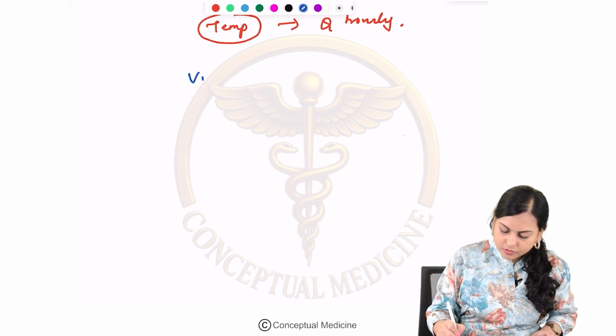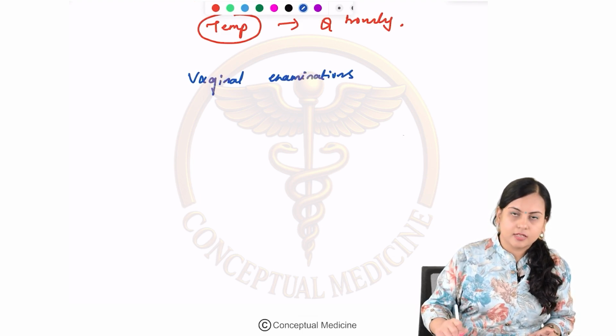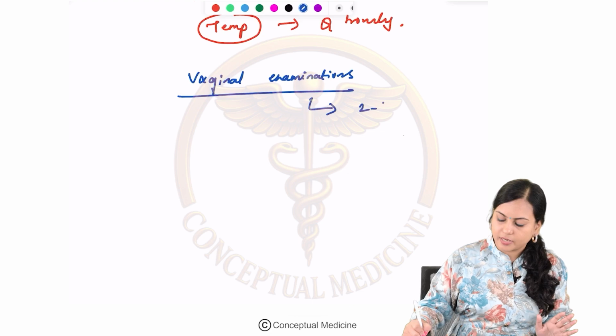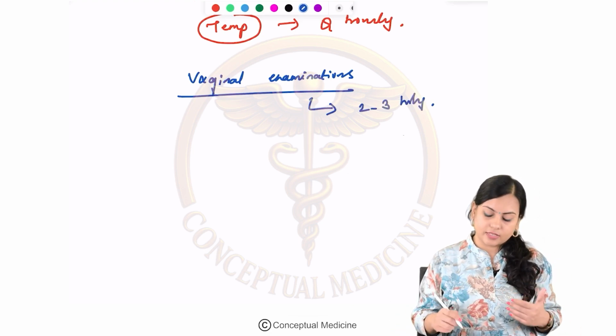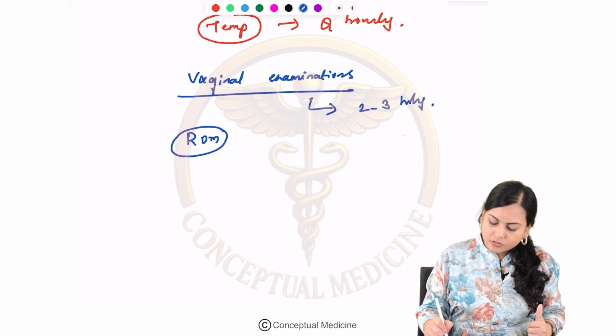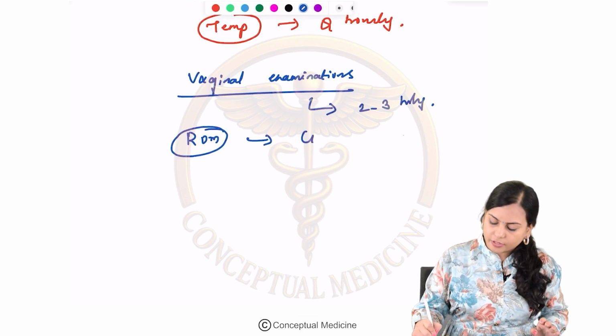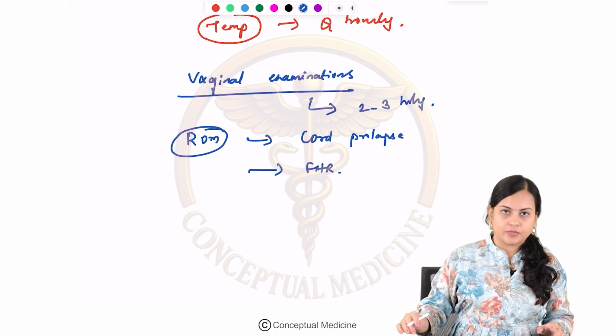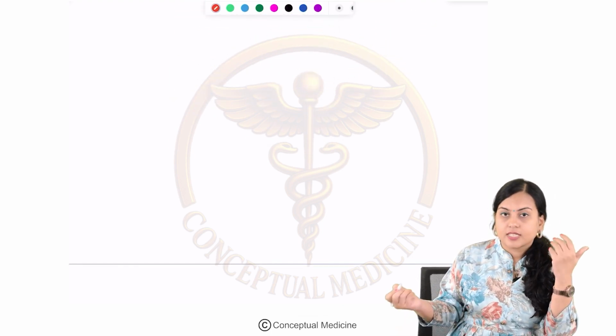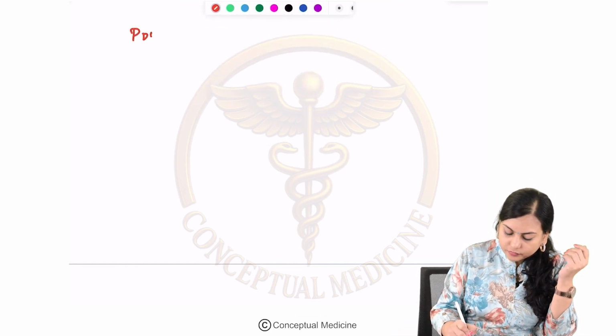And also you have to do vaginal examinations in the first stage, and this varies, okay. It can be done every 2 to 3 hourly intervals. In case there is a rupture of membranes, don't ever forget to examine for the cord prolapse and check for the fetal heart rate once again. Clear? Next we will see the position of the mother.